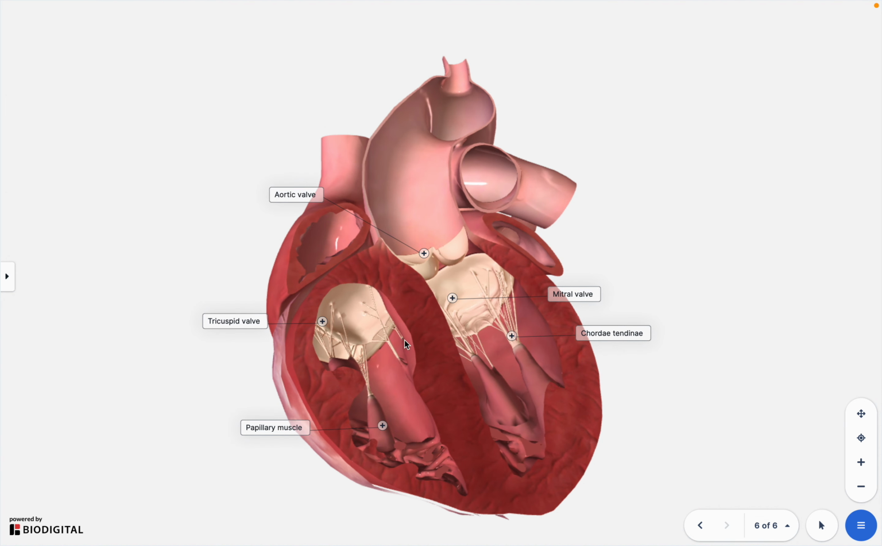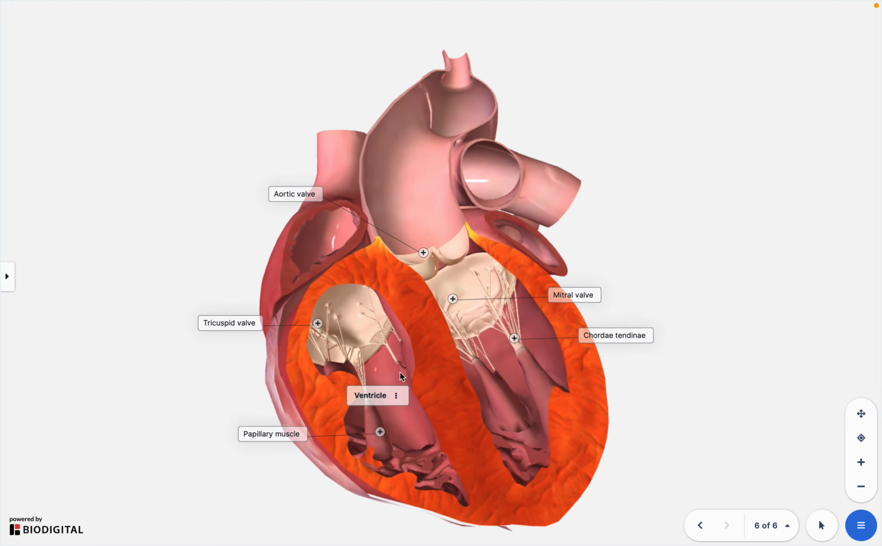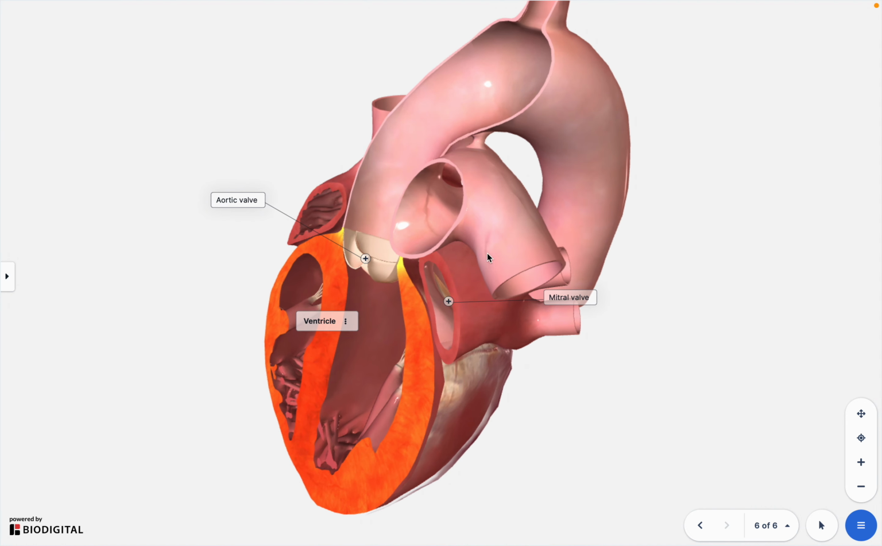So, as you can see here, the blood will flow into the right atrium, and from here, the blood will flow through the tricuspid valve and sit in here, the right ventricle, sorry. So during the contractions, the right ventricle will then push blood through the pulmonic valve and into the pulmonary trunk, which is seen here.